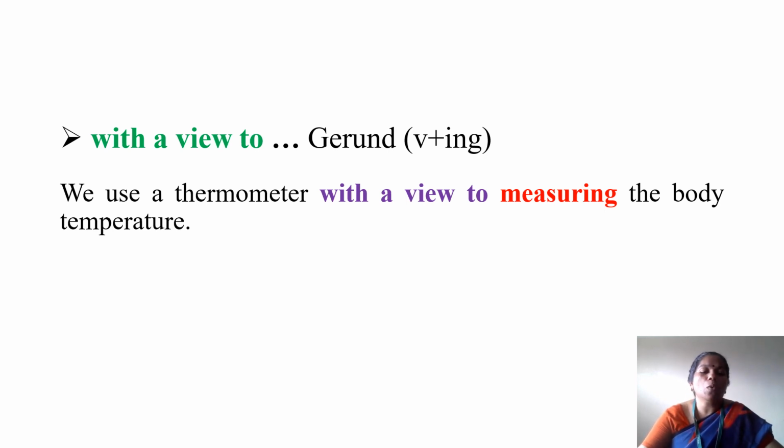Look at the sample now. We use a thermometer. Why? With a view to measuring the body temperature. With a view to is functioning as a connective. This is followed by a gerund or ing form of a verb.